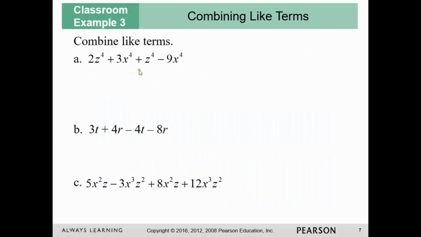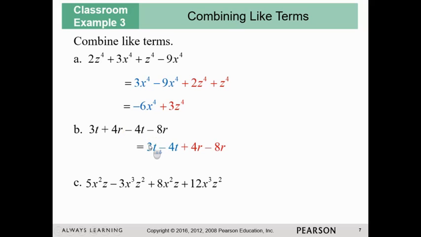So here we are. We're going to combine like terms here. So if we look at this first one here, notice that we've got z to the fourth and we got x to the fourth terms, right? So we can combine the x to the fourth and we can combine the z to the fourth, which is what we do here. We've just combined our like terms because the same variables raised to the same powers can be combined.